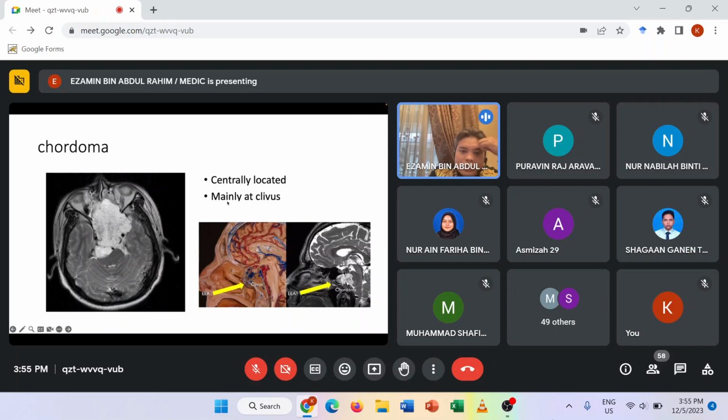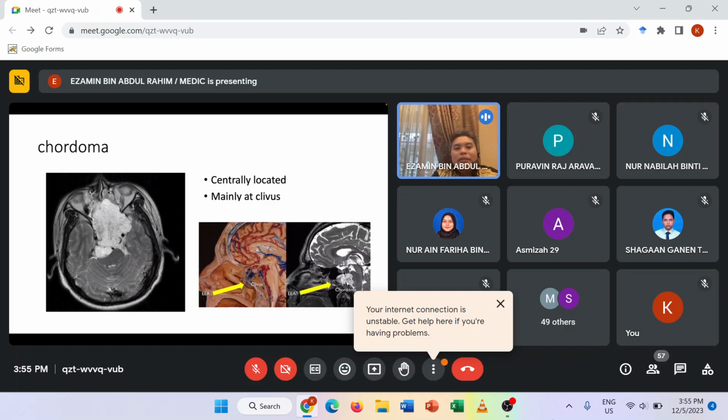Tumor centrally located and then mainly at the clivus. Alright, this one is the clivus. Clivus is part of the bone, the base of the skull, from one place it has a C shape. So at the clivus, it is like chordoma. Chordoma is the family that is glamorous at the clivus and then at the sacral bone.